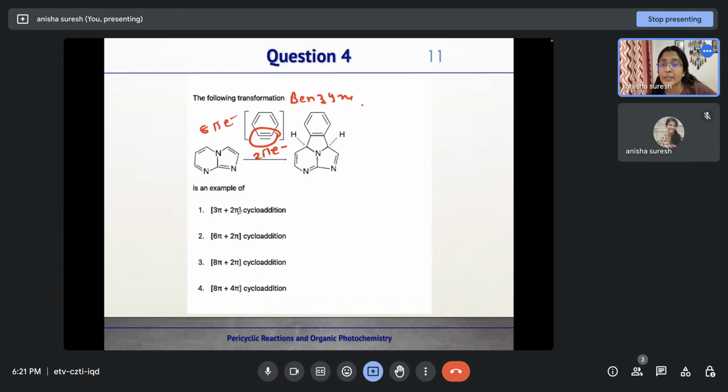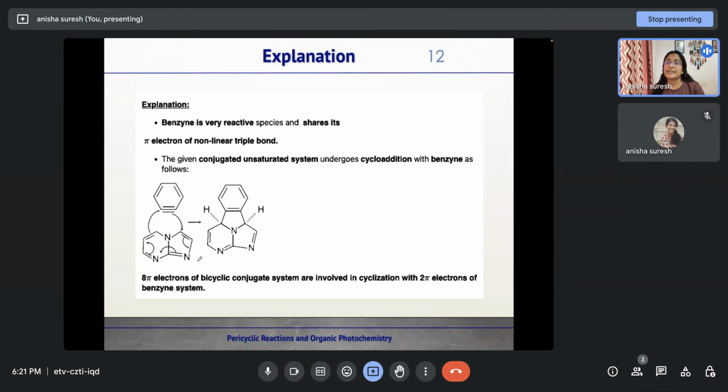The options are a 3 pi 2 pi cycloaddition reaction, 6 pi 2 pi cycloaddition reaction, 8 pi 2 pi cycloaddition reaction, or an 8 pi 4 pi cycloaddition reaction. As we can see, this is an 8 pi electron component and this will be acting as a 2 pi electron component. So this will be an example of an 8 pi 2 pi cycloaddition reaction. Benzyne is a very reactive species. Normally the triple bond is linear in nature, but in the case of benzyne, the triple bond is non-linear and hence it is very reactive.